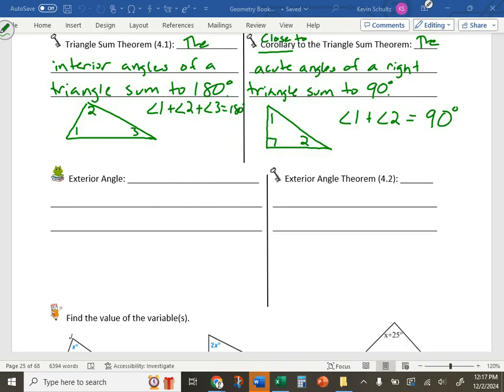You won't use this too often. Triangle sum theorem, you will star that one, okay? But the corollary, you can star that one because you nailed the definition there, but otherwise it doesn't get used all that often.